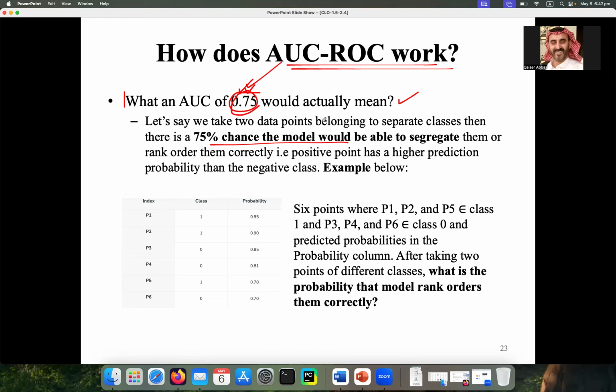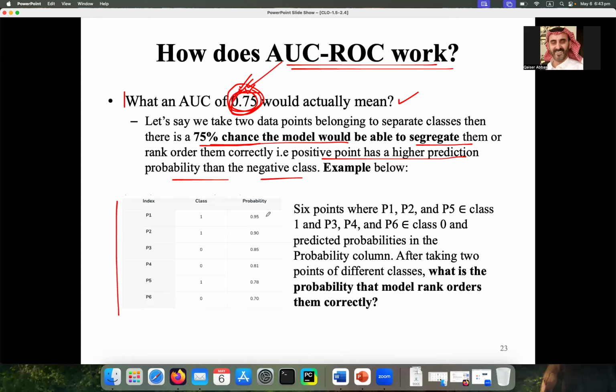So if you have the AUC value 0.75, then what does it actually mean? It means that the model has a 75% chance to separate the two classes, or to order them correctly. Or you can say that the positive class has a higher probability than the negative class. You can also say that a positive point has a higher prediction probability than a negative point. Let's see this through an example and then we will move towards our calculation.